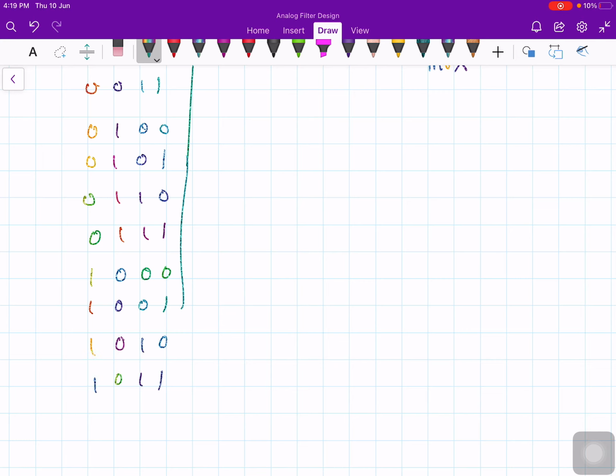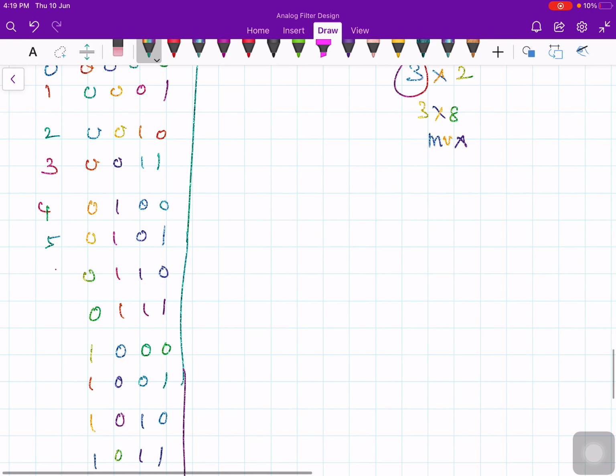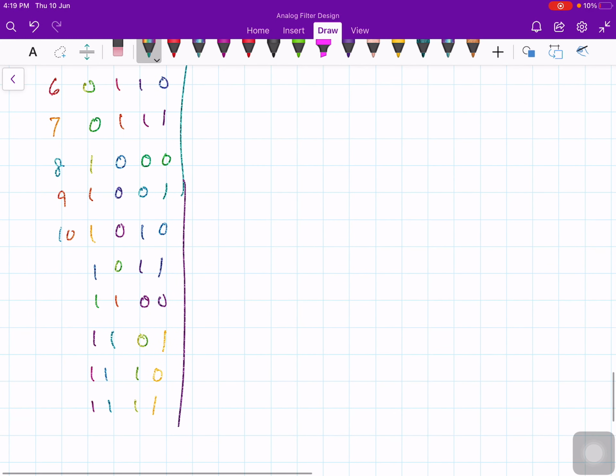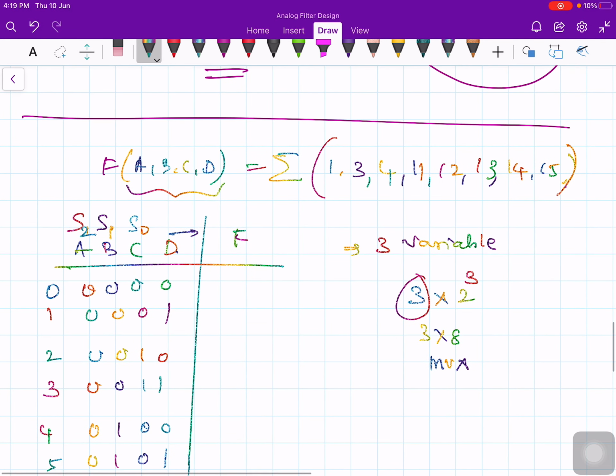Now this is 0 1 2 3 4 5 6 7 8 9, then 10 11 12 13 14 15. Now look at the function. For 1 the output is 1. These are the min terms I want. Okay, these are the min terms. That min term should be logic 1. So for 1 the output is logic 1.